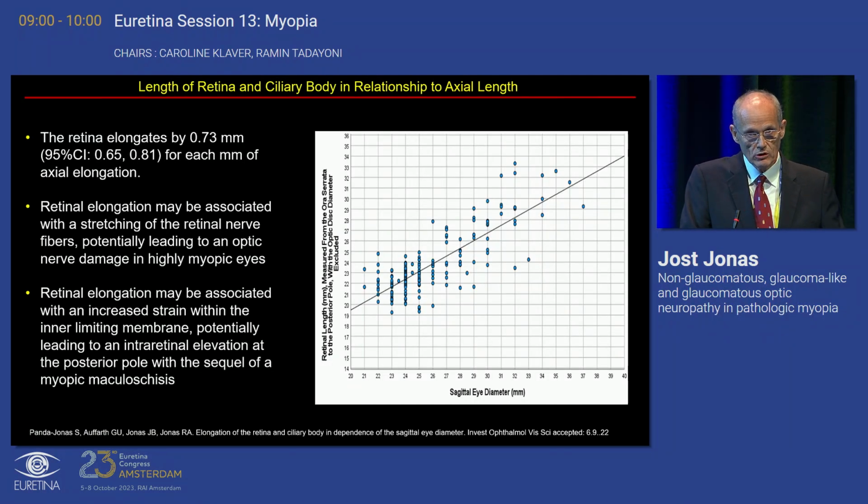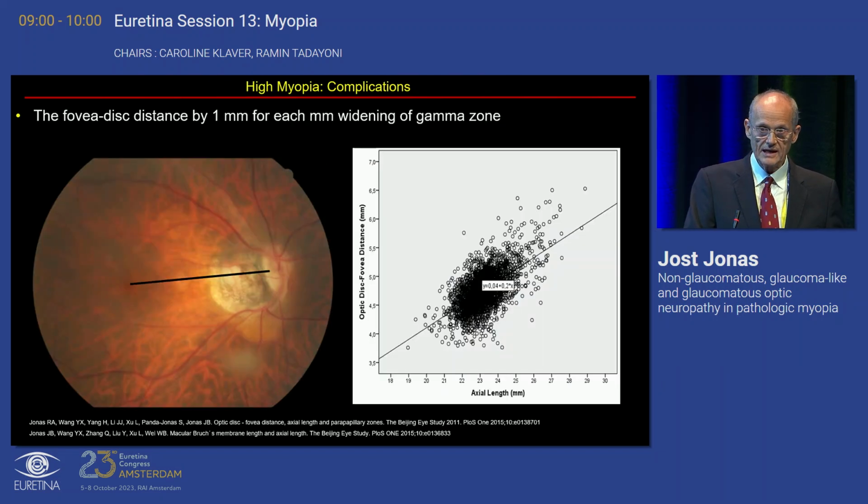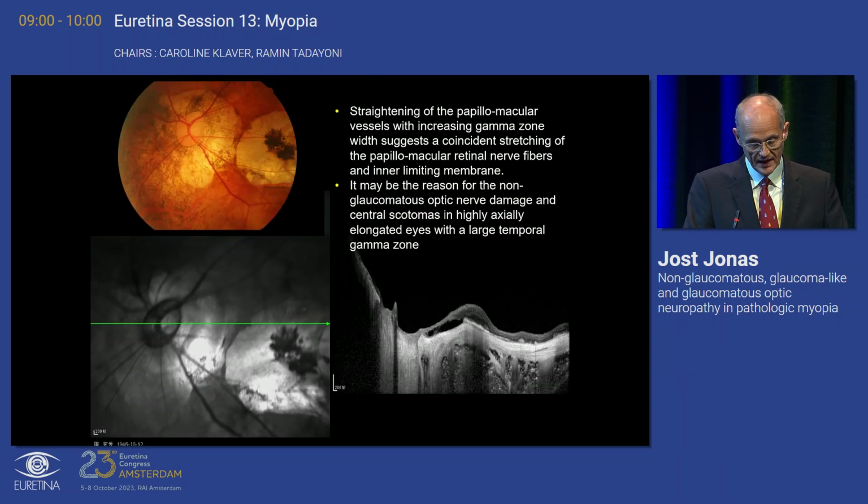Besides glaucoma, there's non-glaucomatous optic nerve damage. We know that for each millimeter elongation, the distance between the ora and the optic disc increases by 0.7 millimeters, leading to a lengthening and stretching of the nerve fibers, and the same holds valid for the macular fibers by the development of gamma zone, as one may also see here.